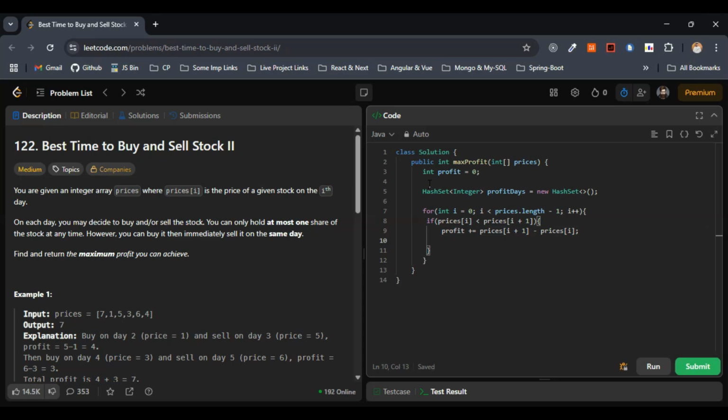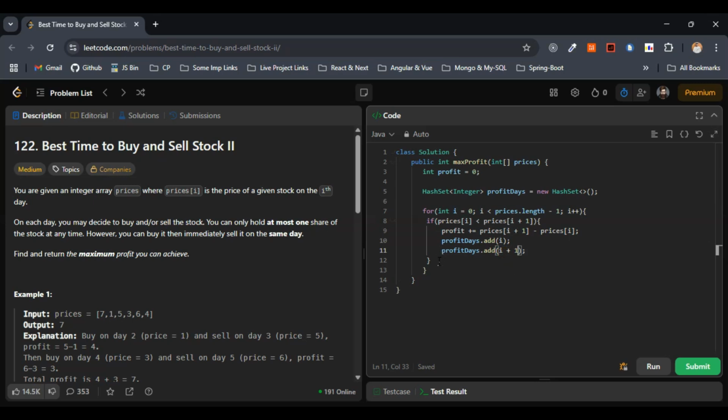After accumulating the profit, we have to record the buy day as well as the sell day. Let's record the buy day first here. This one will be profitDays dot add. So we are recording the buy day here, right? We'll be making use of the add method. Same thing, we have to record the sell day as well. Let me paste the same thing over here. Instead of i, this one will be i plus 1. The next day will be the sell day, right? We are buying the stock on one day and selling it on the next day, accordingly with the question we are going.